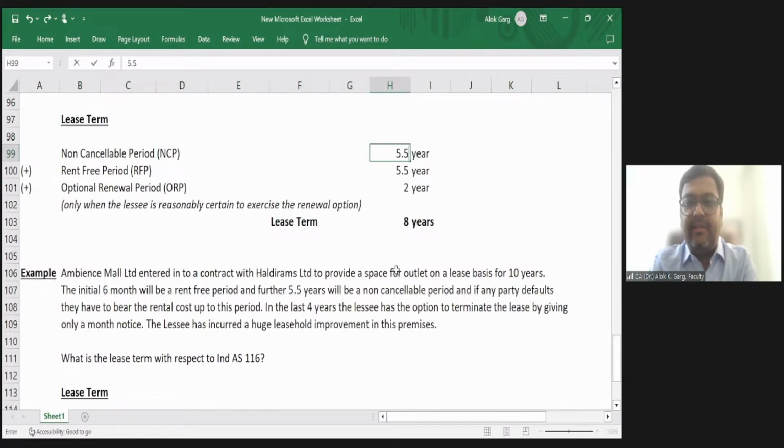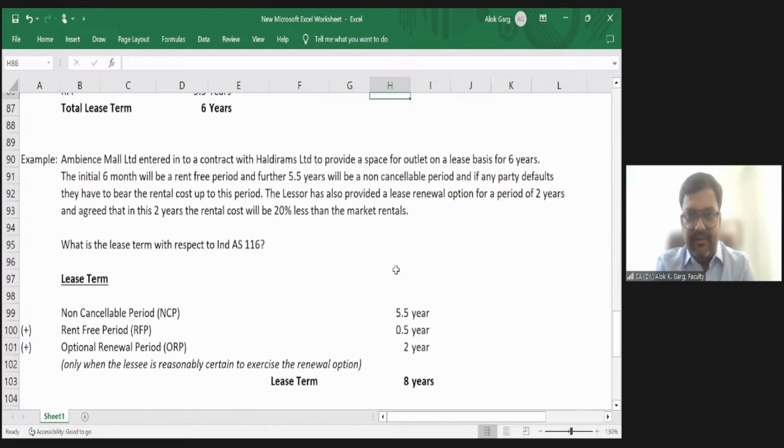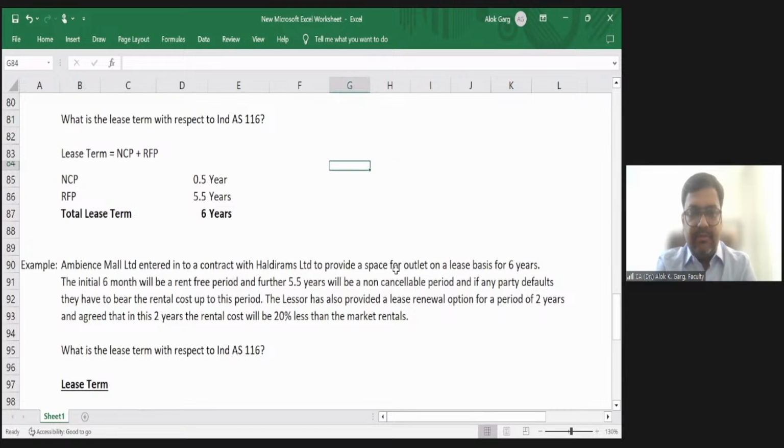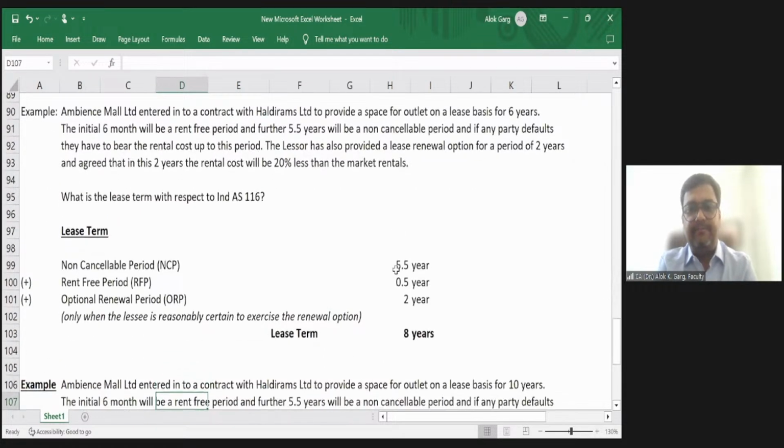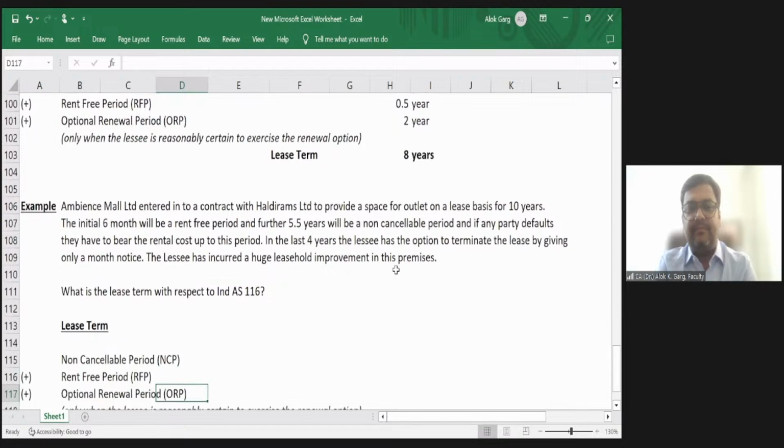Okay, so let me correct that. 5.5 is non-cancelable and 0.5 is rent-free. I think so, okay, so let me correct everywhere. So rent-free period is 0.5 and NCP is 5.5. Okay. Yeah, I have corrected that.